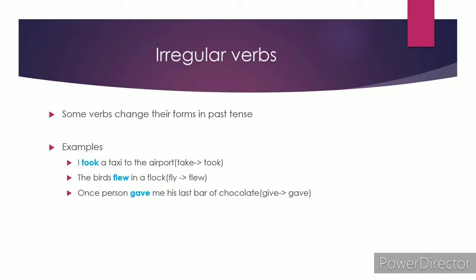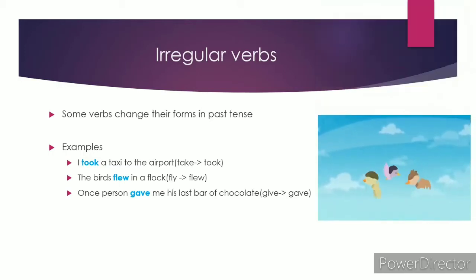Example: I took a taxi to the airport. The birds flew in a flock. One person gave me his last bar of chocolate. Now you can see how the verbs have changed their form. Take, took. Fly, flew. Give, gave.